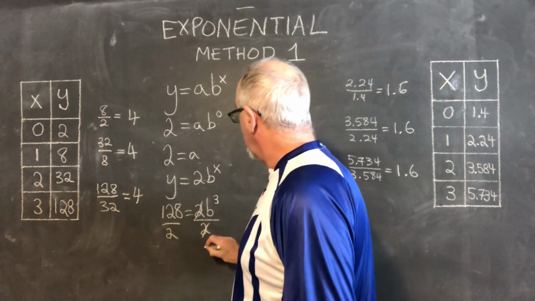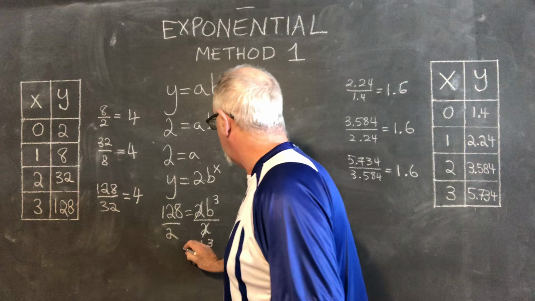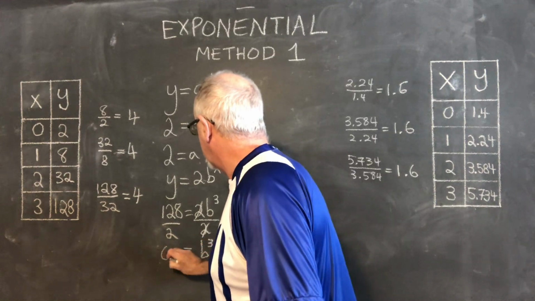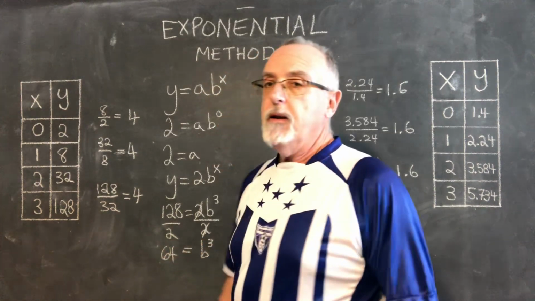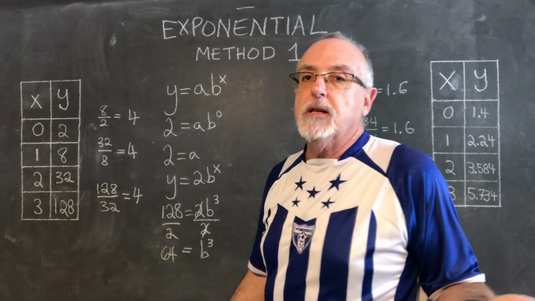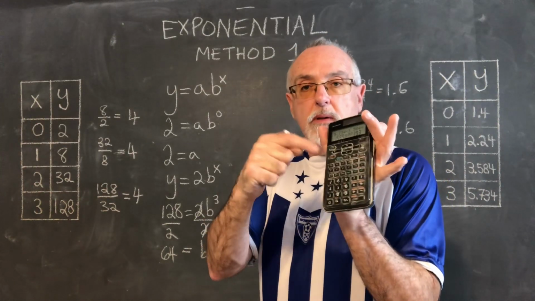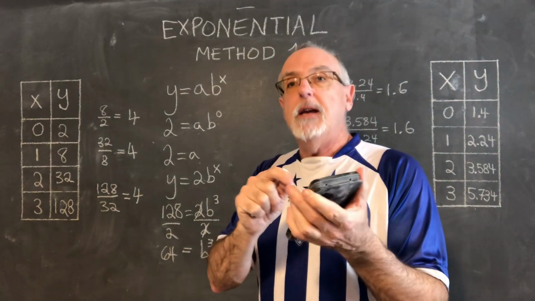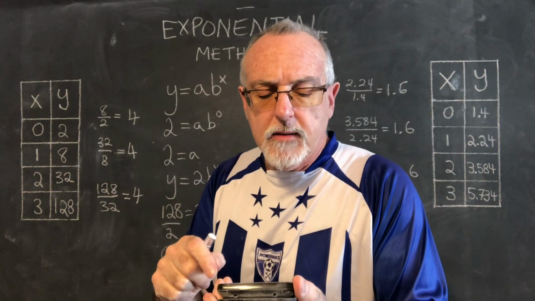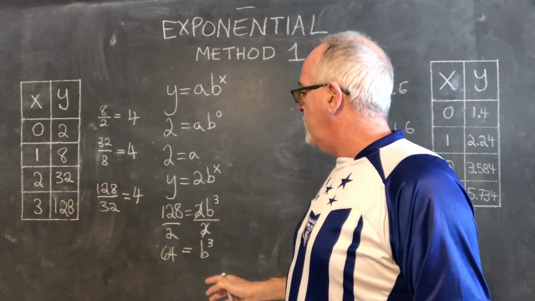These cancel. We have b cubed, it's hard for me to write on this side of the chalkboard, is equal to 64. And then you might know the cube root of 64 by heart, like a math teacher, but you also want to be able to use the y to the x key and the xth root of y key in your calculator. This is necessary when you're doing this type of math.